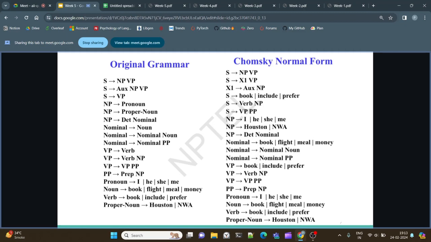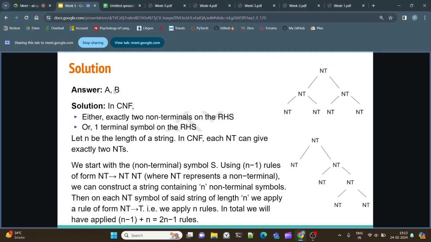Okay, so that is why option B is also correct. Now let's discuss option C. One of you already said that there would be 2n minus 1 rules. Why is that the case? Let's elaborate a little on that. Let the length of the string that we are handling be n.